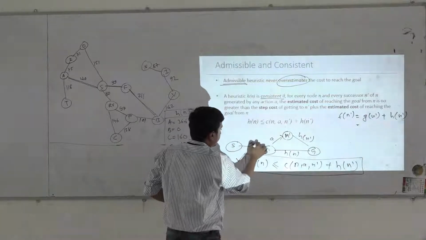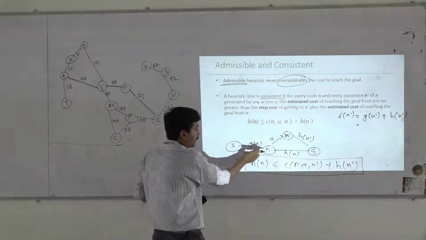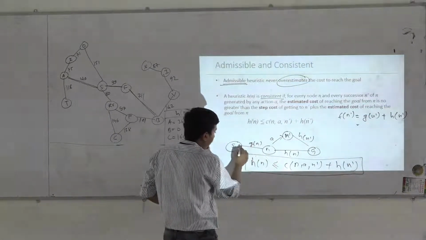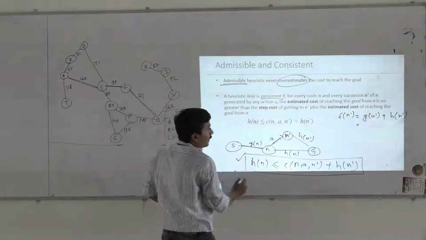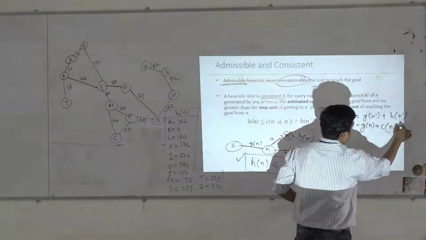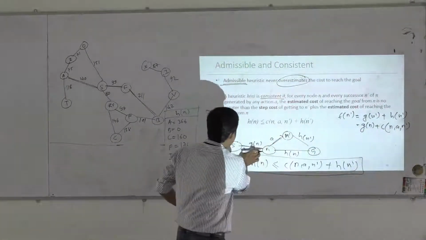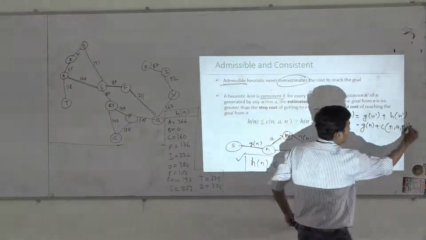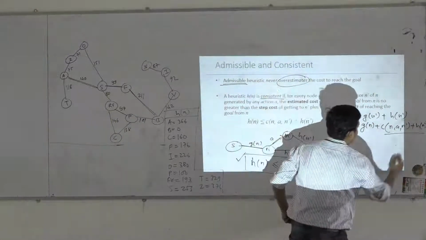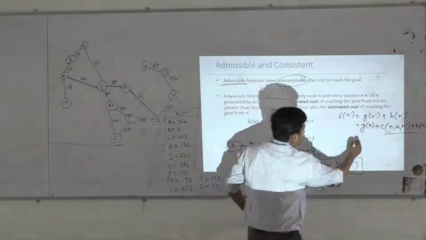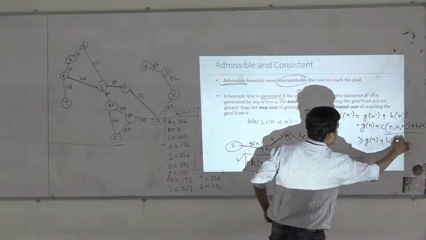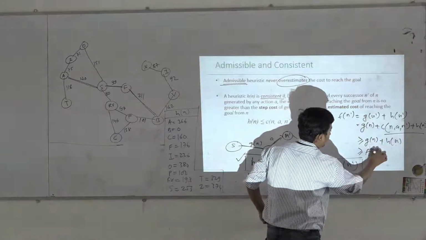Okay, so this is g of n, right? g of n is the path cost from the source to n, and g of n dash is this plus this. So g of n dash is nothing but g of n plus c of n, a, n dash, that is the step cost. This cost plus step cost plus h of n dash. And if you see, this value is greater than g of n plus h of n, and this is nothing but f of n.